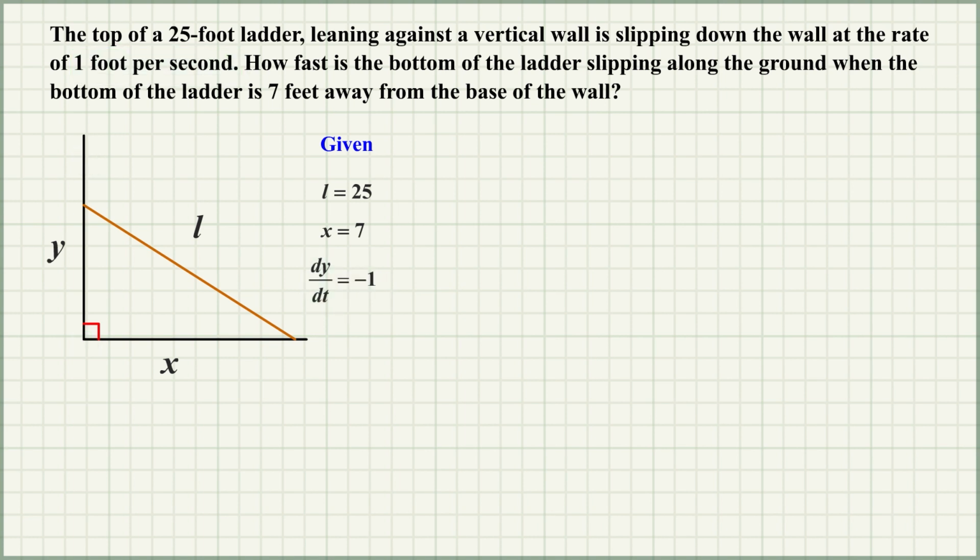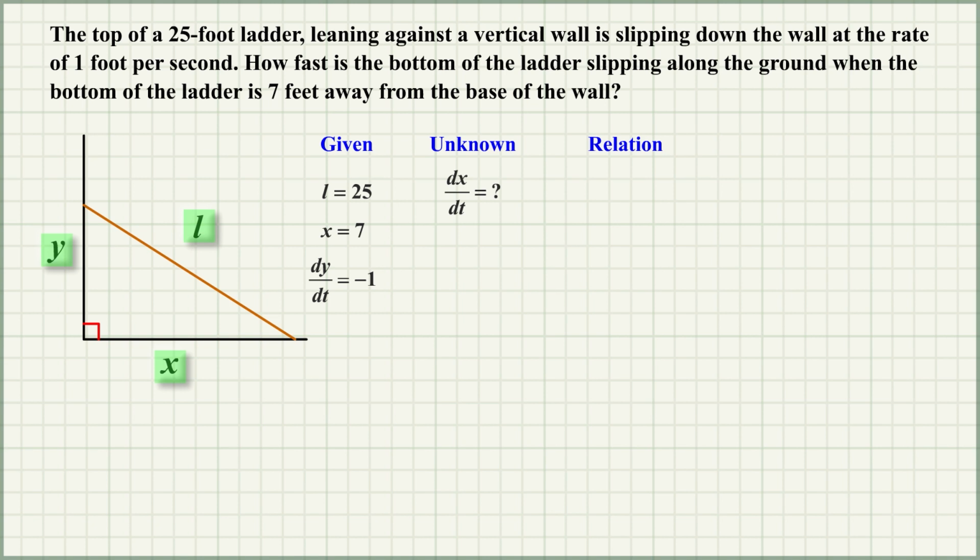Notice that this problem is asking us to determine the rate of change, or derivative, of the contact point between the ladder and the floor. We will denote this derivative as dx over dt. The next step is to find a way to relate all the variables so that we can take a derivative with respect to time. We will then solve for dx over dt.